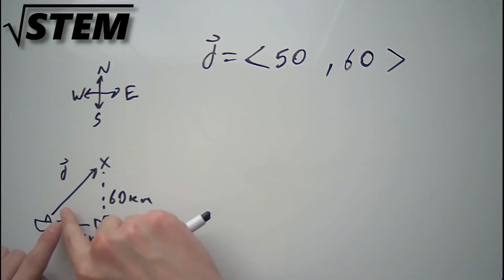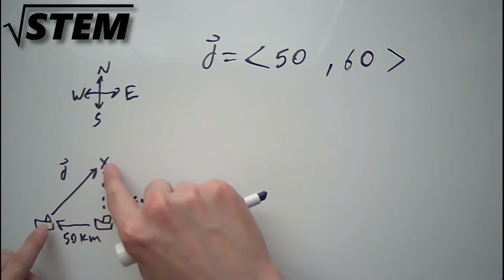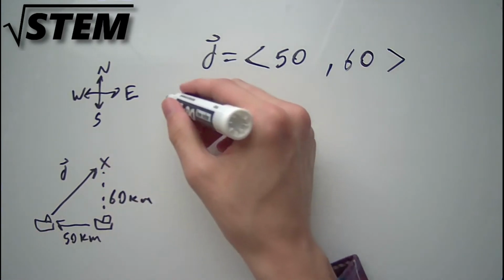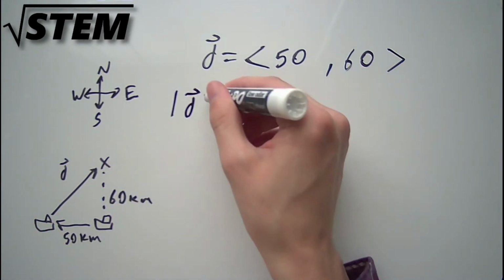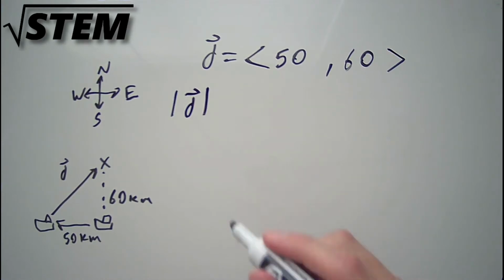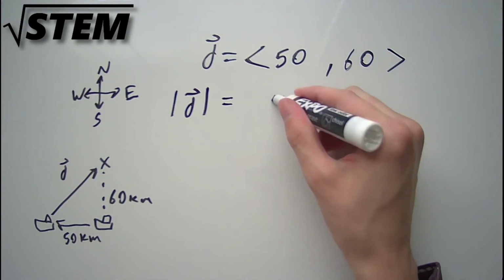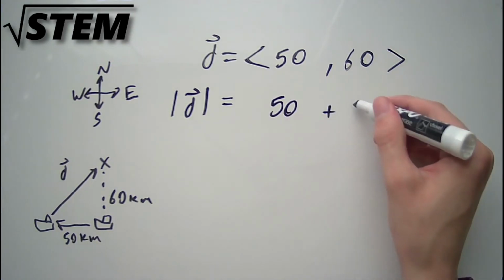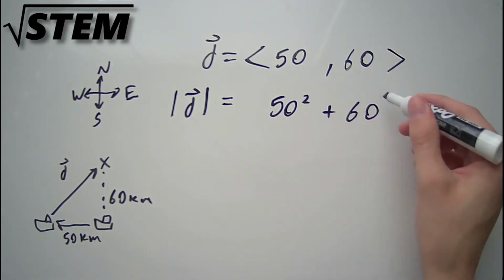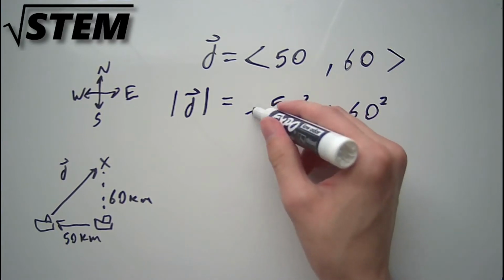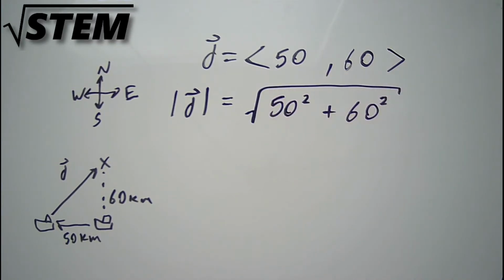Now to find the length of this vector, what we're going to do is say that the distance we have to travel, the magnitude of this vector, is equal to both of these components, 50 and 60, each one squared, and then we're going to take the square root.